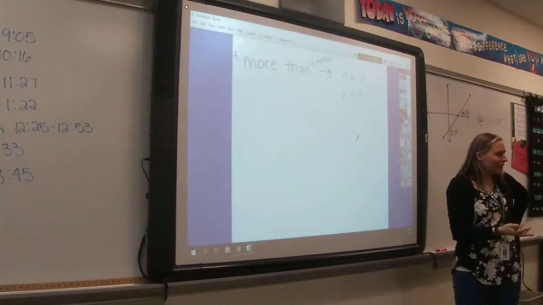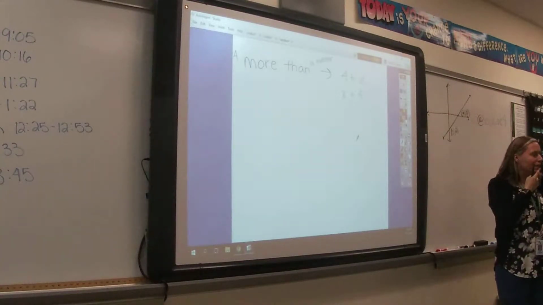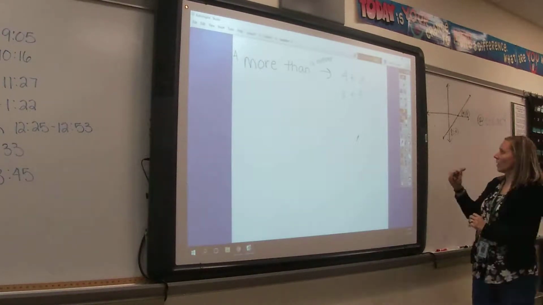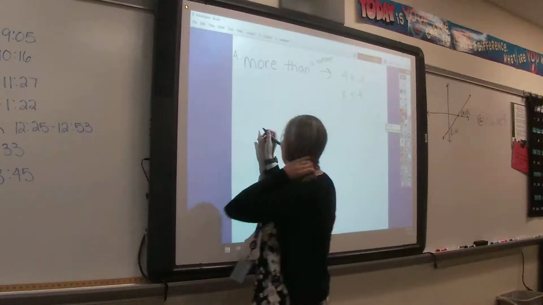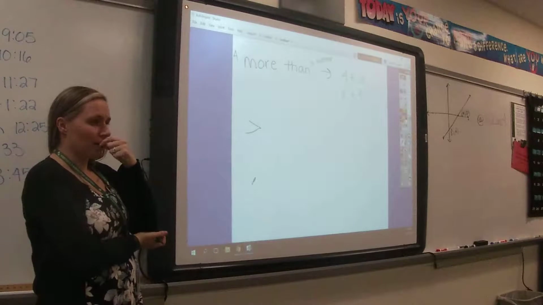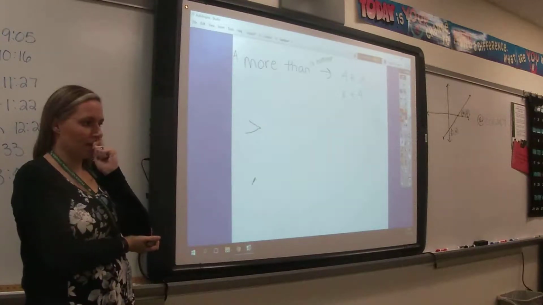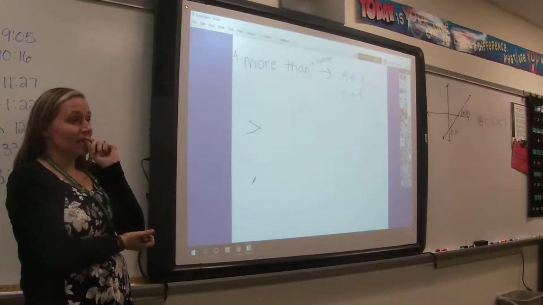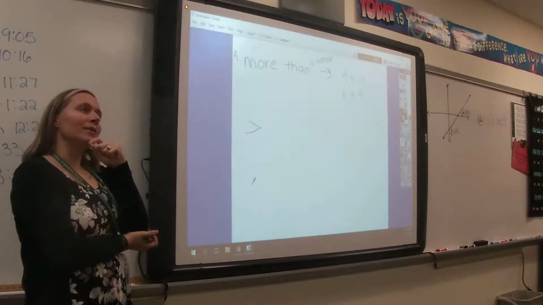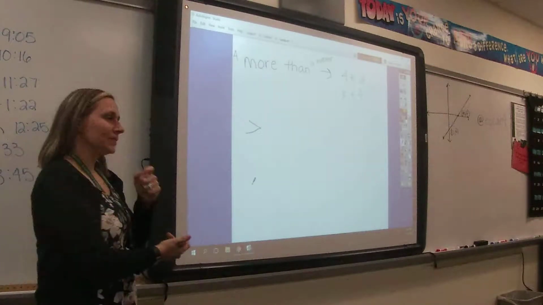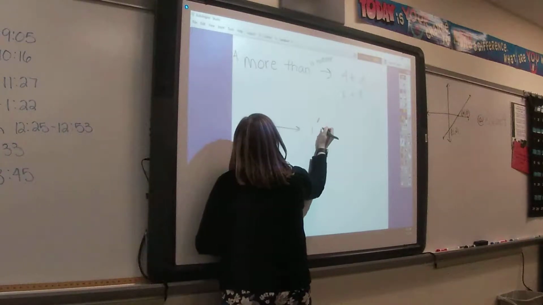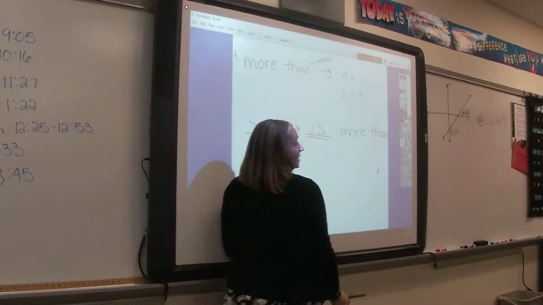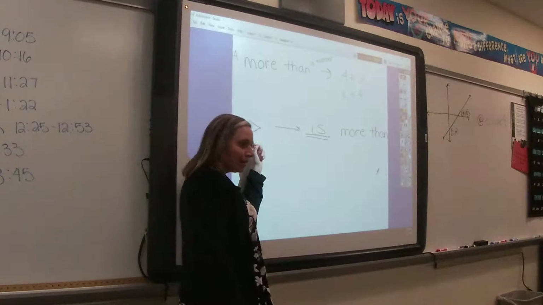So what then is the inequality symbol? If this is addition, what is the inequality symbol? What is that? Can't be more than, because I already used more than. Greater than would still tell us to add. Less than. This needs an is. Is more than. Is greater than.